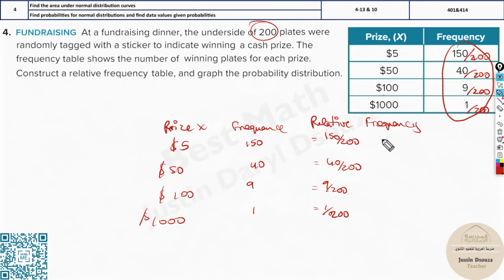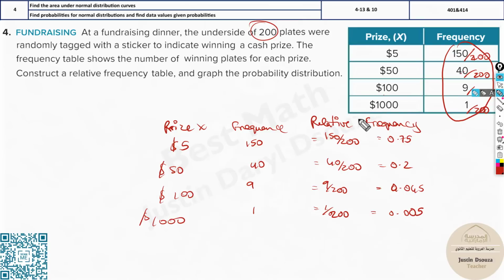So here it will be 3 by 4, that's 0.75. Here it will be 1 by 5, that is 0.2. Now here it will be very small: 9 by 200 is about 0.045, I guess. And this last one is 0.005, like 1% is 0.01, but this is half of that. Please use the calculator and get the exact values, but write in decimal, because this is an important table with relative frequency.